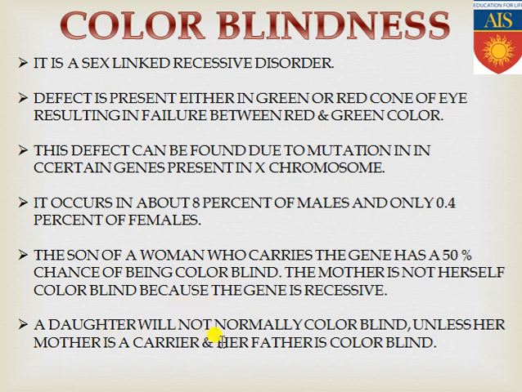A daughter will not normally be colorblind unless her mother is a carrier and father is colorblind. Obviously, when the daughter is colorblind, that means both of the X chromosomes are containing the colorblind gene, and one of the X chromosomes has come from the father. So for that reason, the father is colorblind. Another X chromosome has come from the mother.